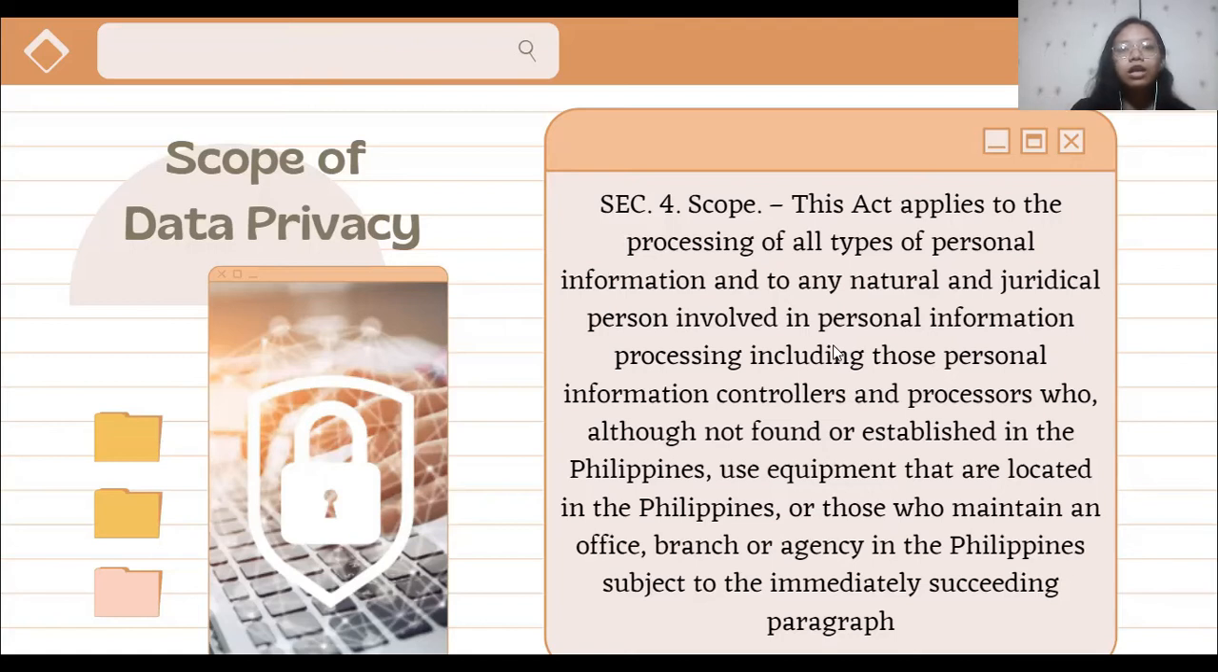It also says that the act applies even to those not established in the Philippines but who use equipment located in the Philippines or who maintain an office, branch, or agency in the Philippines. So everyone, and even the businesses or the people around the agency, deals with the Data Privacy Act. Anyone could be the victim of data privacy invasion, or it also could be the culprit or suspect of breaking the law on invasion of data privacy.